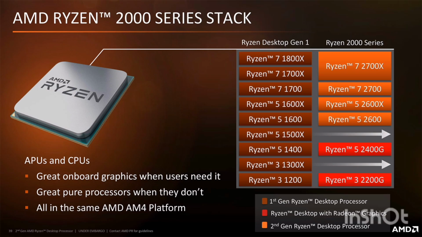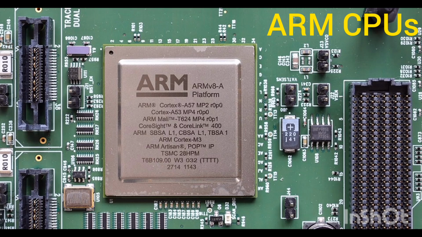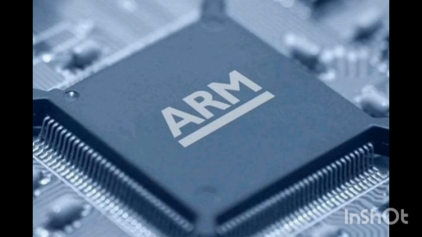3. ARM. ARM is a manufacturer of low-power, energy-efficient CPUs that are commonly used in mobile devices such as smartphones and tablets. ARM CPUs are designed to consume very little power, which allows them to provide long battery life in mobile devices. Available CPU models are ARM Cortex-A78, ARM Cortex-A77, ARM Cortex-A76, ARM Cortex-A53, ARM Cortex-A7.